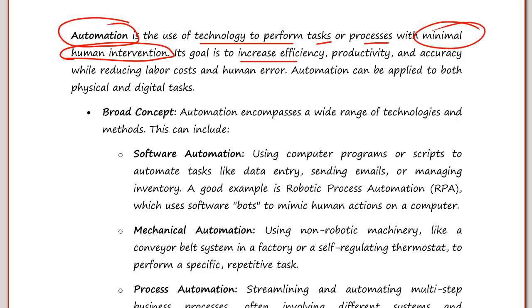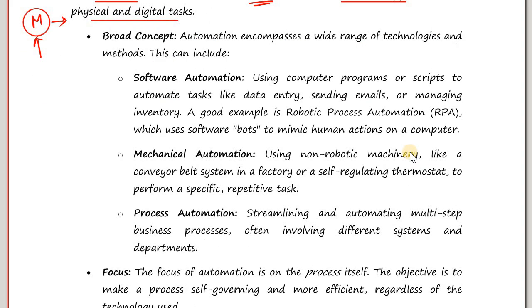So, its goal is to increase efficiency, productivity and accuracy while reducing labor costs and human error. Of course, we do make errors, you do know that, but what about a machine? A machine will only perform what it has been instructed. There is no chance of error here. So, automation can be applied to both, you see, physical and digital tasks. So, the broad concept includes basically a wide range of technologies and methods.